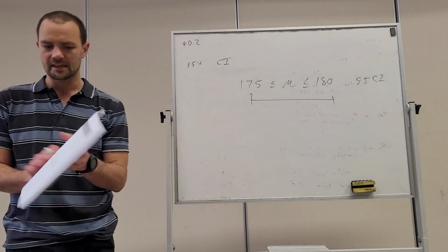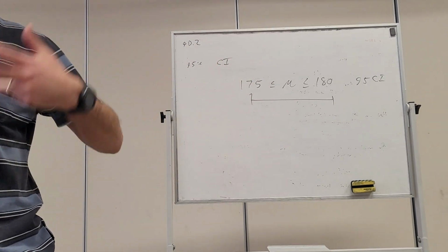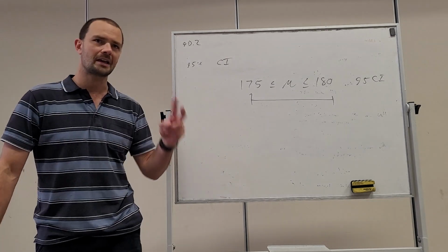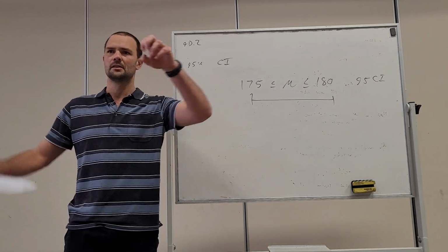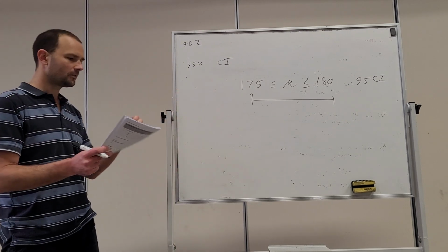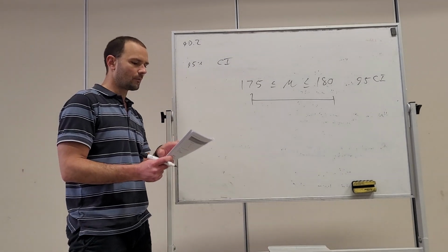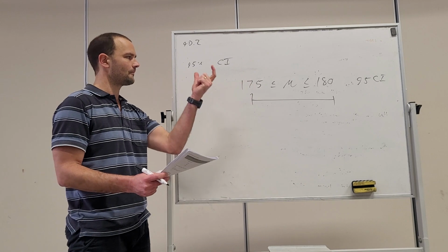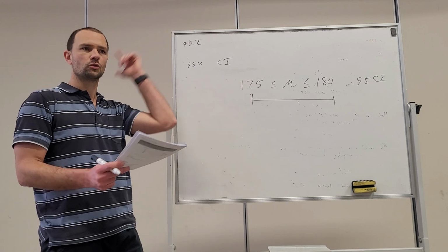Now the question says to us, how many people do we need to sample in order to have a width of 2 centimeters? So that we're super confident. All right, we want to be more confident. How many do we need to sample so that we have a width of 2 centimeters, so that we have a very narrow window for where the true mean lies?